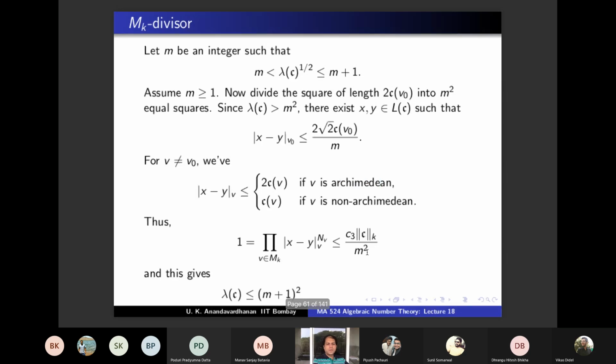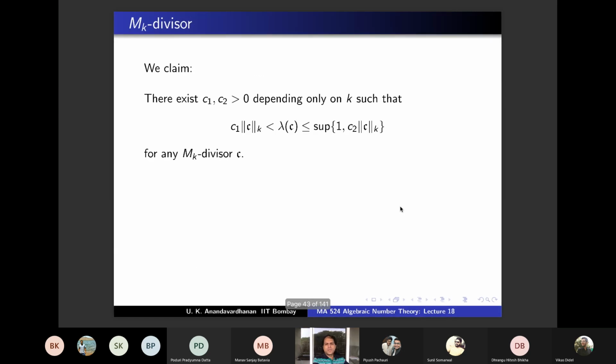Okay, and this gives lambda of C less than or equal to, you know from this inequality that lambda of C is less than or equal to (m plus 1) whole square, but by your assumption m is bigger than or equal to 1, therefore m plus 1 is less than or equal to 2m, so this is less than or equal to 4m square. But what you have proved is m square is less than or equal to C3 times the size of C, so this is less than or equal to 4 C3 times the size of C, and you can call C2 to be 4 C3. So that proves this, right?